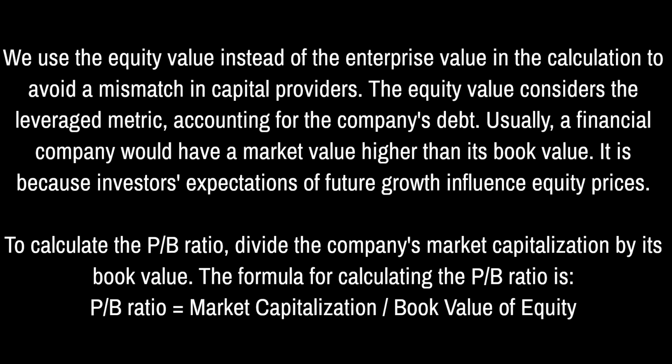Usually, a financial company would have a market value higher than its book value. It is because investors' expectations of future growth influence equity prices. To calculate the P/B ratio, divide the company's market capitalization by its book value. The formula for calculating the P/B ratio is: P/B ratio equals market capitalization divided by book value of equity.